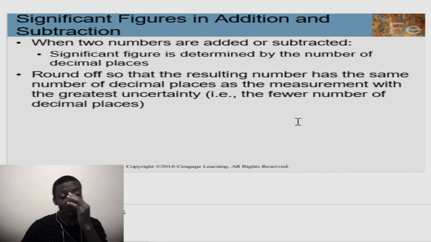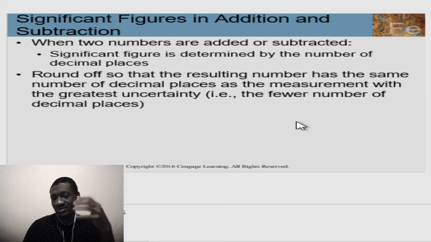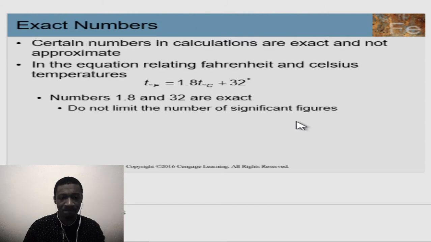And then the significant figures in addition and subtraction. When two numbers are added or subtracted, the significant figure is determined by the number of decimal places. So you determine the number of decimal places on the basis of addition or subtraction. So you round up and then you have fewer numbers resulting in the same. So you have exact numbers, as the word implies.